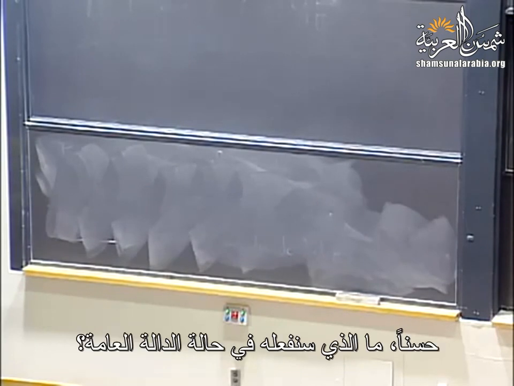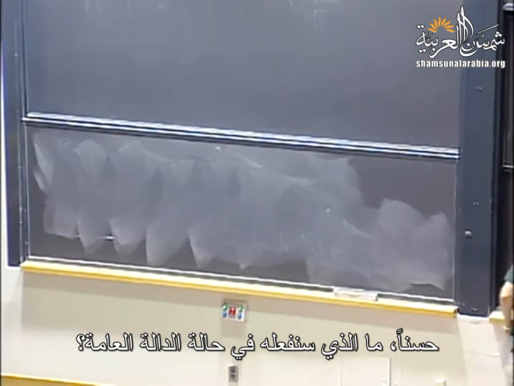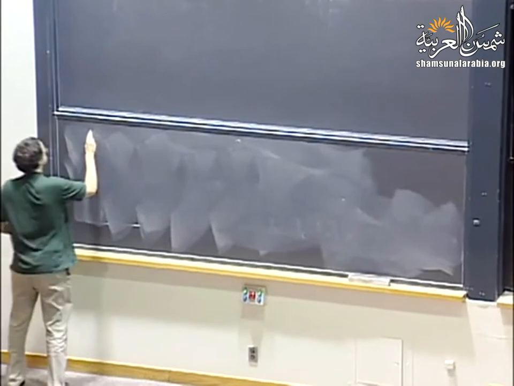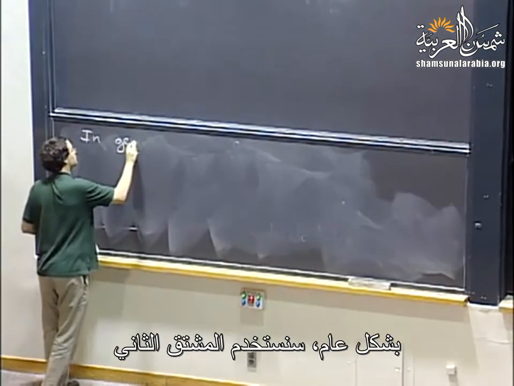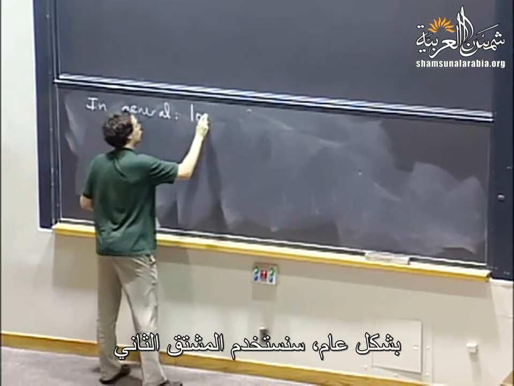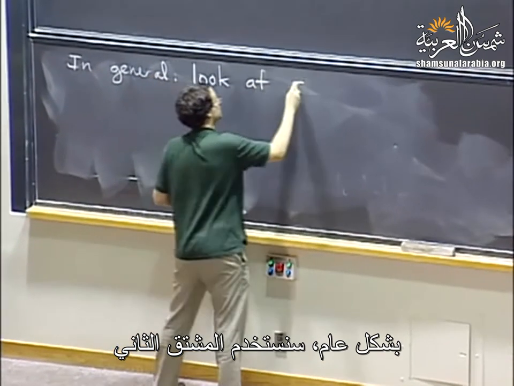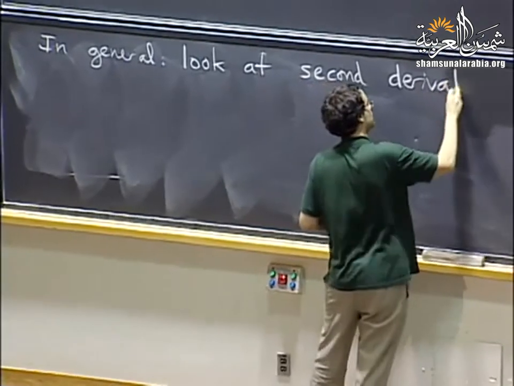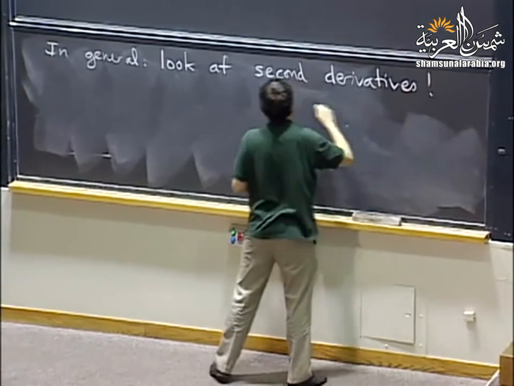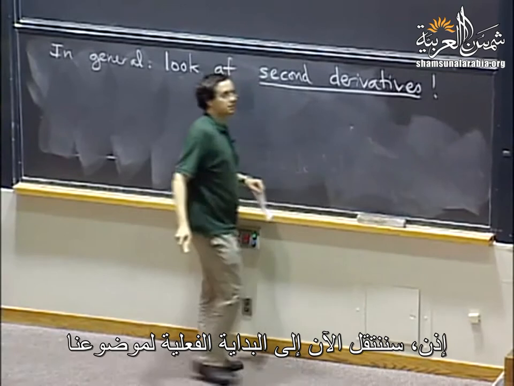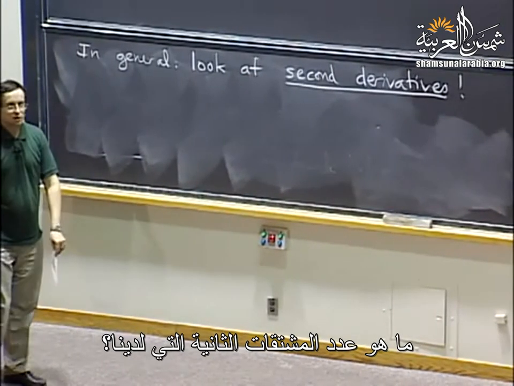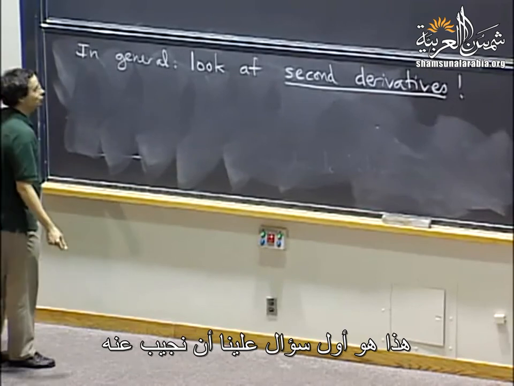Okay, so now what do we do with a general function? Well, so in general, we want to look at second derivatives. Okay, so now we are getting to the real stuff. So how many second derivatives do we have? That's maybe the first thing we should figure out.